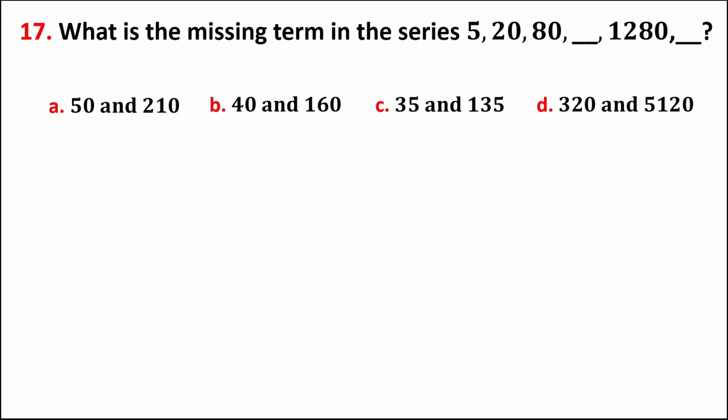Then for this problem, what is the missing term in the series? Observe that 5 times 4 is 20, and 20 times 4 is 80. Therefore, 80 times 4 is 320. And 320 times 4 is 1,280.